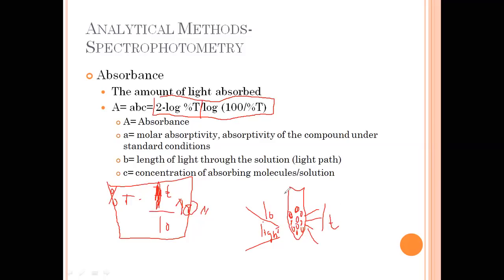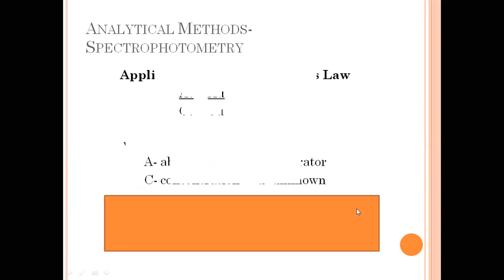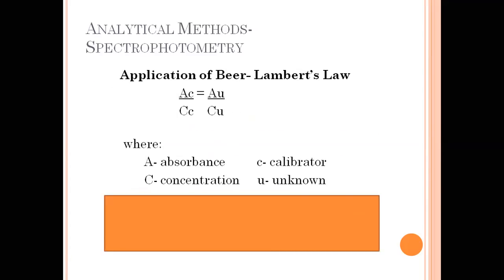That is used to come up with the so-called percent transmission, because that is very important when we compute the absorbance of a solution by using that formula. So with the application of the Beer-Lambert's law, we could say that Ac over Cc is equal to Au over Cu. So what do we mean by A? What do we mean by C? What do we mean by small c? What do we mean by small u?